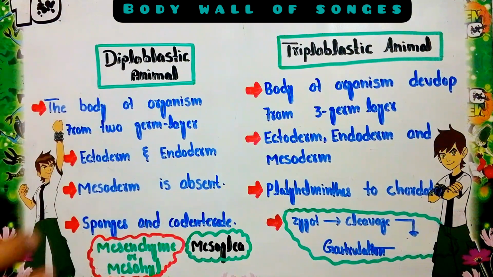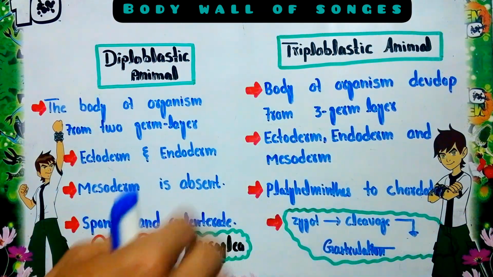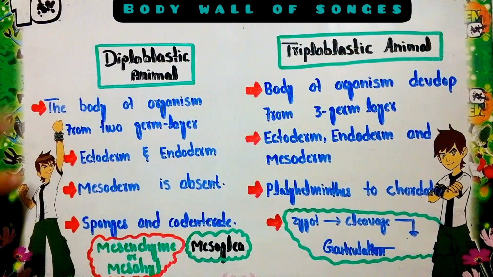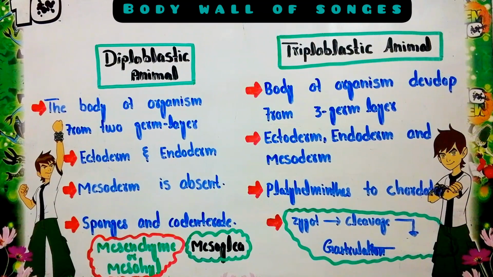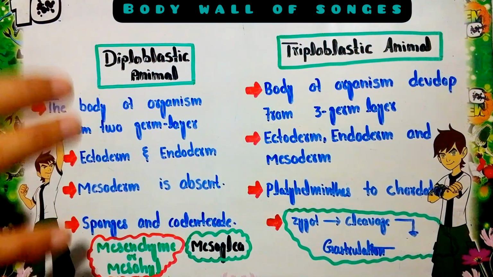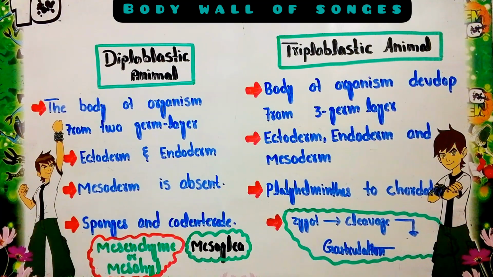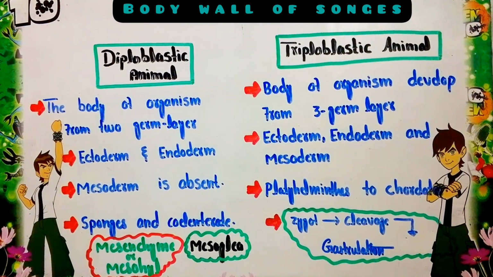Examples in the kingdom Animalia are the organisms from the phylum Platyhelminthes to the chordates. All the organisms found in these phyla are triploblastic animals. Their body contains these three germ layers from which the whole body is formed. So this is about diploblastic and triploblastic animals. To understand the body wall of the sponge, we should have information about these two terms. Now let's see the body wall of the sponges.